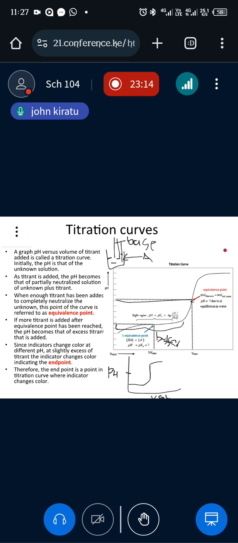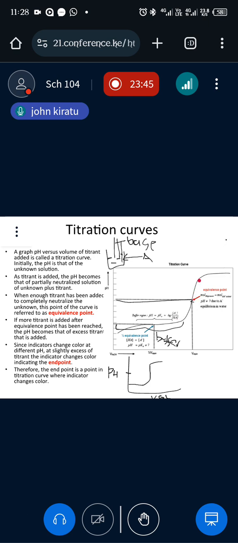So the point whereby you have added enough volume of base which has reacted with the acid is what we call the equivalence point. Now, do we stop when you're doing titration? Is that the place we usually stop? Sometimes we don't stop there. So this equivalence point is where hydroxide ions have reacted with proton ions. That's what we call the equivalence point.